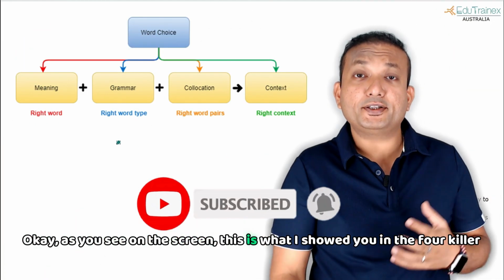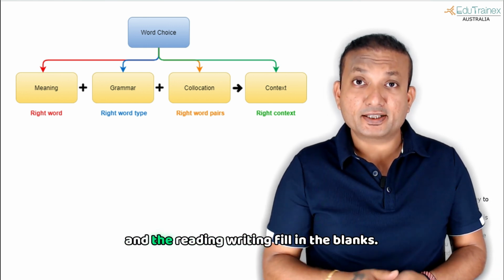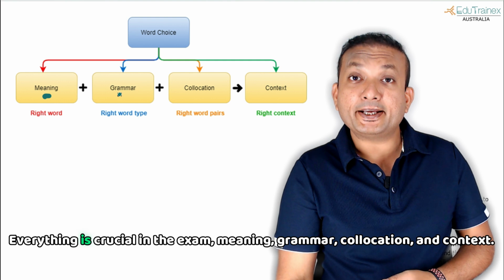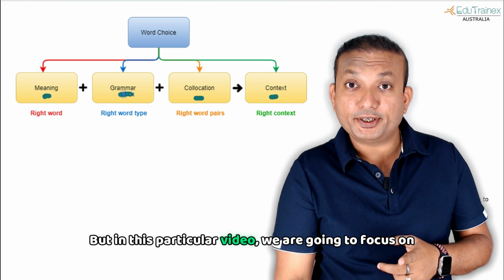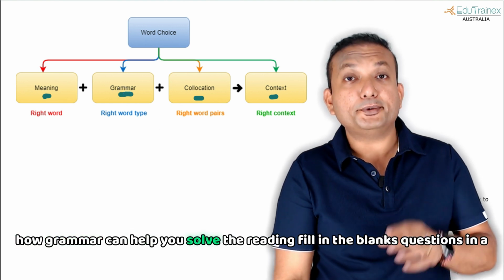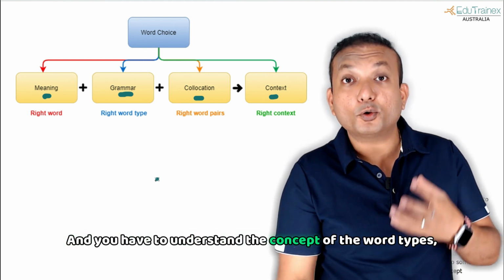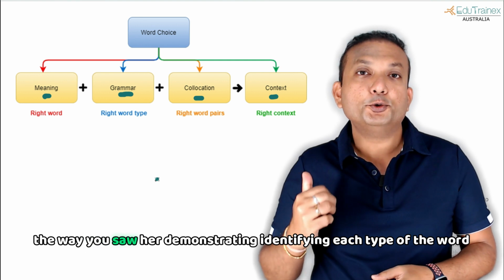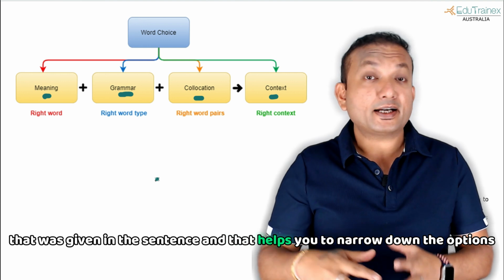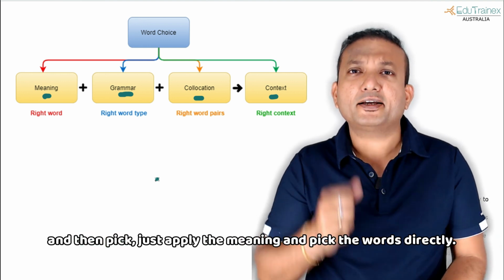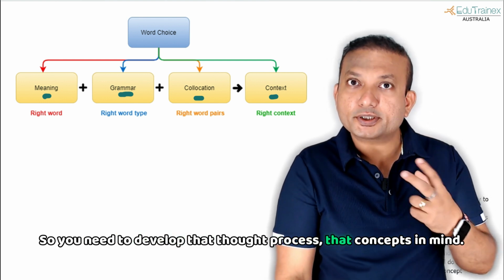Okay, as you see on the screen, this is what I showed you in the 4 killer concepts or 4 killer strategies for the reading fill in the blanks and the reading writing fill in the blanks. Everything is crucial in the exam, meaning grammar, collocation and context. But in this particular video, we are going to focus on how grammar can help you solve the reading fill in the blanks questions in a quick manner. And you have to understand the concept of the word types, the way you saw her demonstrating, identifying each type of the word that was given in the sentence, and that helps you to narrow down the options and then just apply the meaning and pick the words directly. So you need to develop that thought process, that concept in mind.